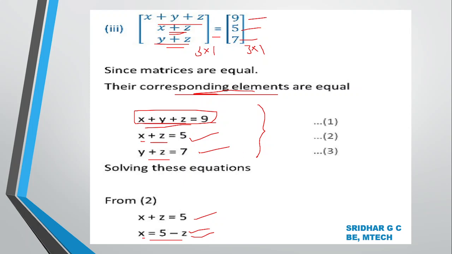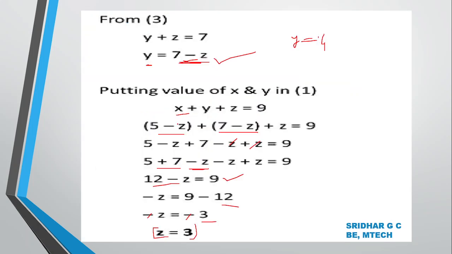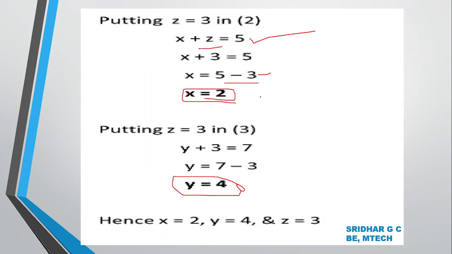Next, think how we can solve. Both x and y can be written in the form of z, and substitute in equation 1. This is the way to solve the problem. First, find the value of z. Next, substitute in x, we will get the x value. Substitute in y, we will get the y value. Finally, we will get the answer as x equals 2, y equals 4 and z equals 3. This is the way to solve it.